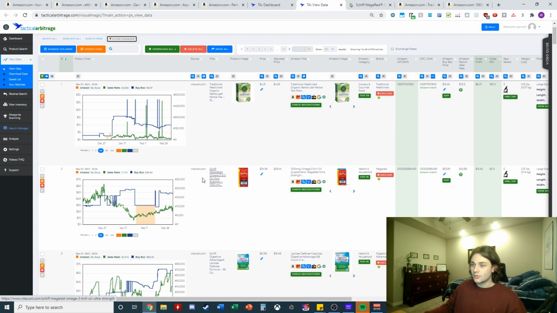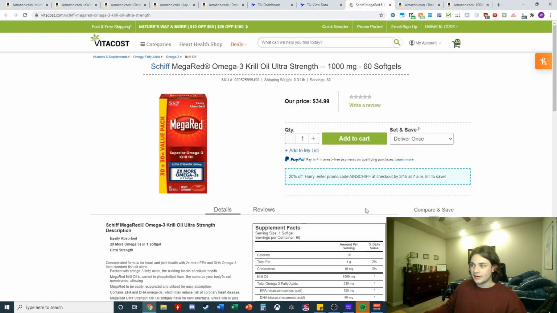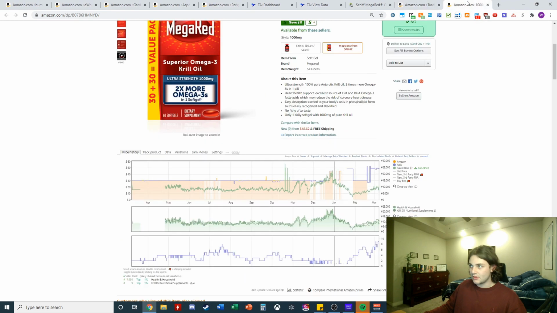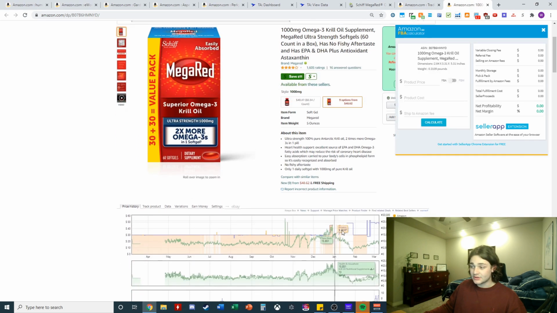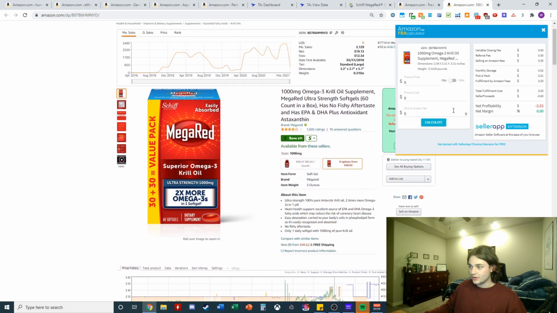So we're just going to see that it's sourcing it from Vitacost here. Looks like it's got $35 as the price, but we're getting a 20% off coupon plus tax, so it's going to be about $31, $32 all said and done. So if we can actually sell it for that $49 price point right here, if we're paying $31 for it, that would be about a $7 profit here, 15% margin. That's a pretty good margin, especially on a product that sells this fast.